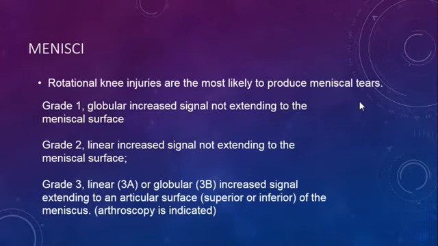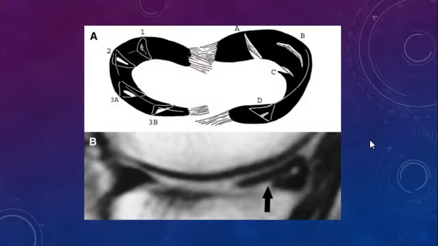Only in this grade, arthroscopy is indicated and can be useful, because if the tear is not extending to an articular surface, arthroscopy will be negative, so it will be completely useless and of no therapeutic benefit to the patient. I think we are all familiar with this diagram of the meniscal injury. On the left side, we can see the grading of the meniscal signal abnormalities, grade 1, 2, 3A, and 3B.